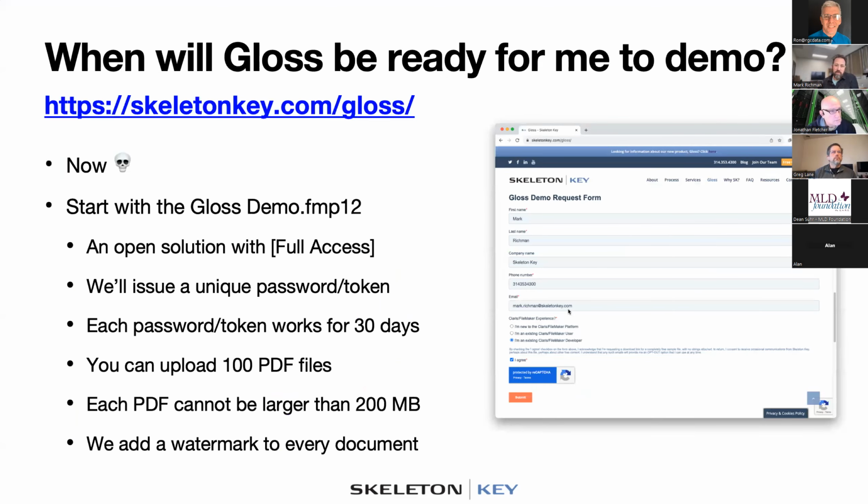So if you do download the demo, you'll get an open solution with full access, so you can see everything under the hood in terms of how it works. You're going to have your own unique API token that's good for 30 days. You can request another token if you want, but there's a limit. We'll let you upload up to 100 PDF files, as long as none of them is larger than 200 megs.